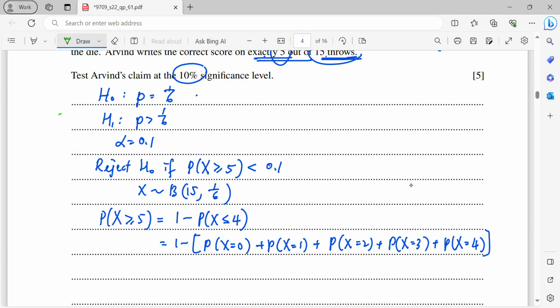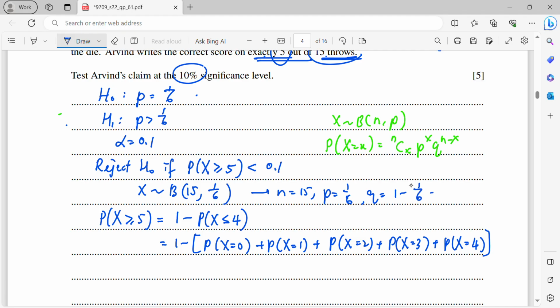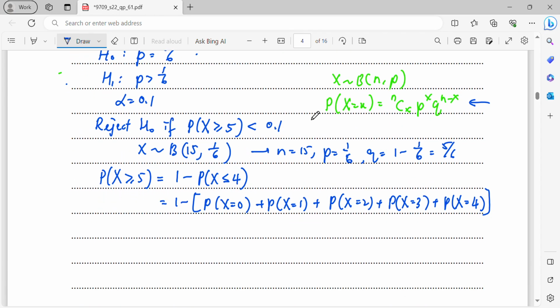Now for your information, when X is binomially distributed with n and p, n is the number of trials and p is the probability of success, the probability of X equals small x will be nCx p^x q^(n minus x). So from here, your n is 15, your p is 1 over 6. That means q is 1 minus 1 over 6, which is 5 over 6. Then apply this formula and we will be able to get the probabilities.